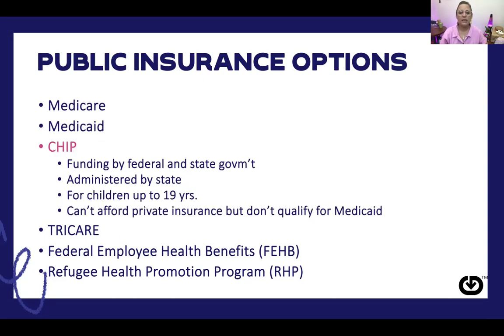Now, CHIP is funded by the federal and state government. It's administered by the state, like Medicaid, and it's for children up to age 19 years old, just children up to 19 years old. And it's for children of parents who can't afford private insurance, but make too much money to qualify for Medicaid, that kind of funny middle. And so it makes sure that children in this age group are covered.